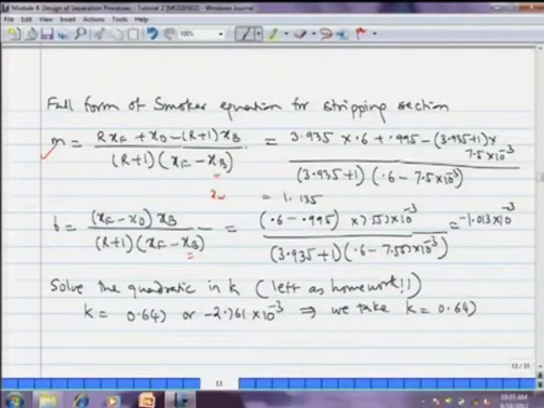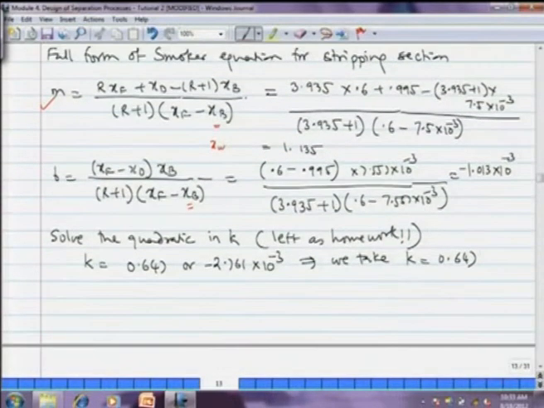So, we have all the values. We have r equal to 3.935, xf equal to 0.6, xd 0.995, r equal to again 3.935, xb equal to 7.5 into 10 to the power minus 3. So, after putting all these values, we get the slope of the operating line of the stripping section as 1.135 and the y intercept as minus 1.013 into 10 to the power minus 3.